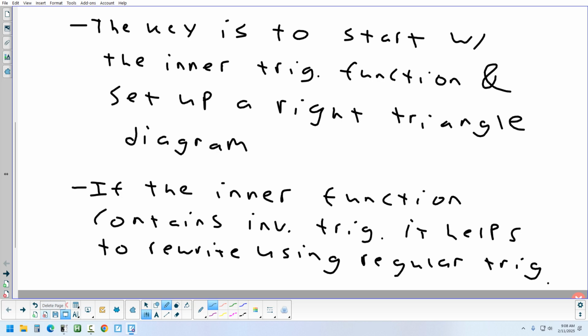Now, if the inner function is not inverse trig, well, we'll do one of those. But most of the ones we focus on, it is going to be inverse trig on the inside and regular trig on the outside.